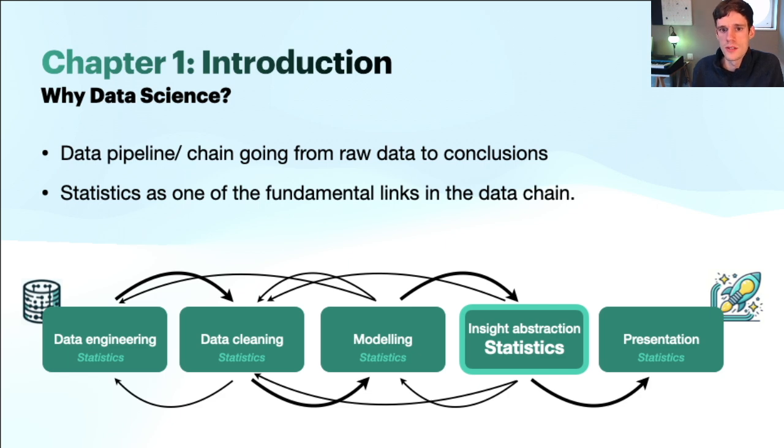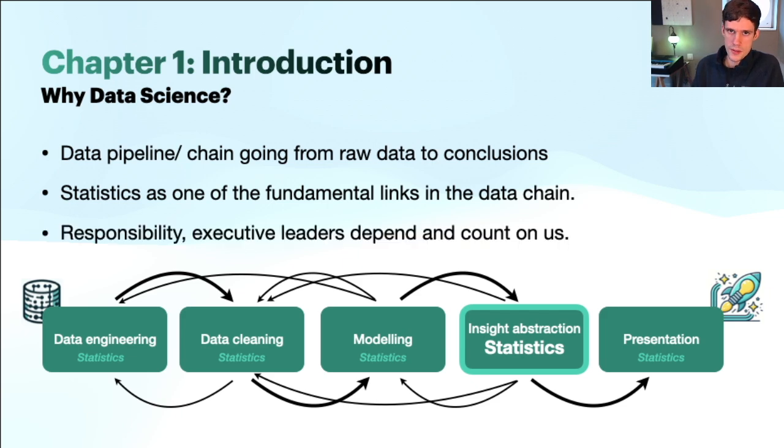For instance, you might see from your insights abstraction that you didn't do enough cleaning of the data. Outliers, for instance, play a much bigger role than you would like. Or you are modeling the data and you see that something went wrong with the data engineering. And that's why the statistics that you do in your insights abstraction trickles down to every other step in the pipeline. And this in turn means that a solid understanding and mastery of statistics means that you are a much better and effective data scientist.